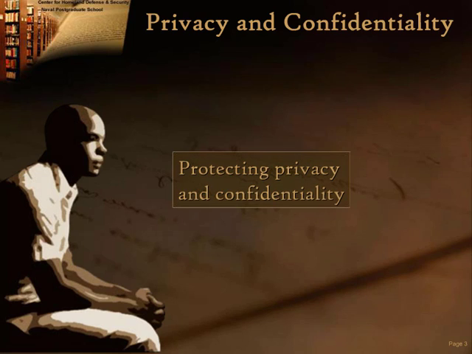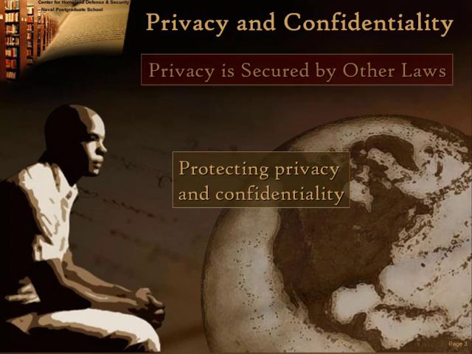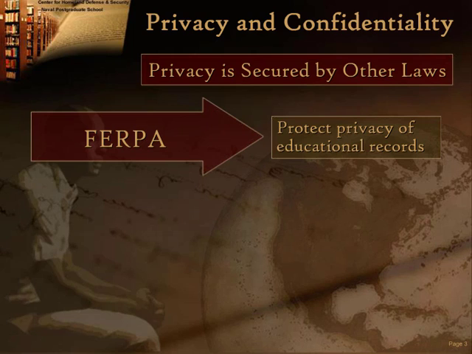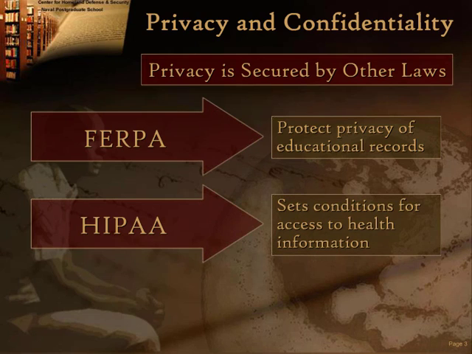The importance of protecting the privacy of research subjects and ensuring confidentiality of research data is widely acknowledged. The right to privacy is highly valued in the United States and secured by laws other than those for protecting research subjects. For example, the Family Educational Rights and Privacy Act, FERPA, is designed to protect the privacy of students' educational records, and the privacy rule of the Health Insurance Portability and Accountability Act, HIPAA, describes conditions under which researchers can access and use private health information.